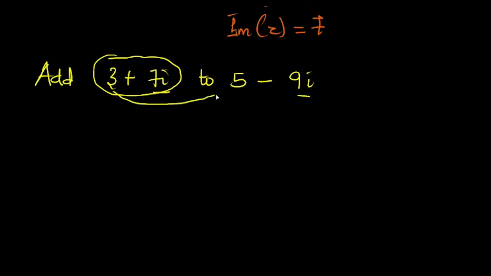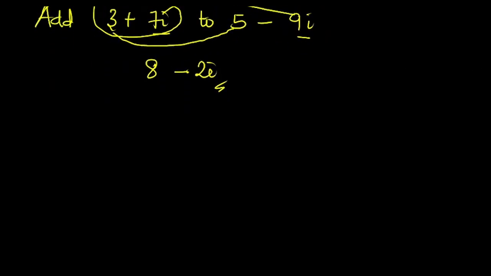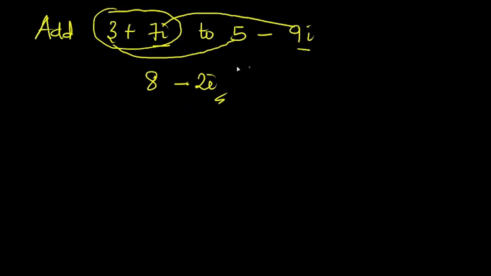So I'm going to say 3 plus 5, which gives me 8, and I'm going to say 7 plus minus 9, because the 9 is having a negative sign, or minus 9 plus 7, which will give me minus 2. So I'm having minus 2i. Very simple: real plus real, imaginary plus imaginary. If we are to subtract, of course, it's just the same, but in fact we did a kind of subtraction here, only that the first one was smaller.